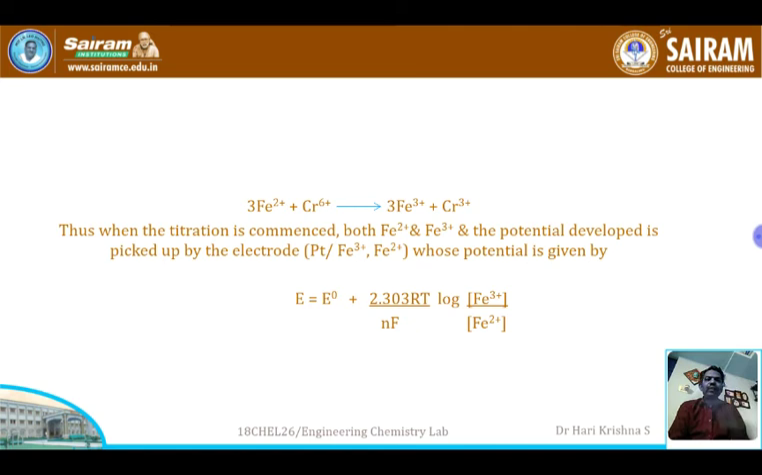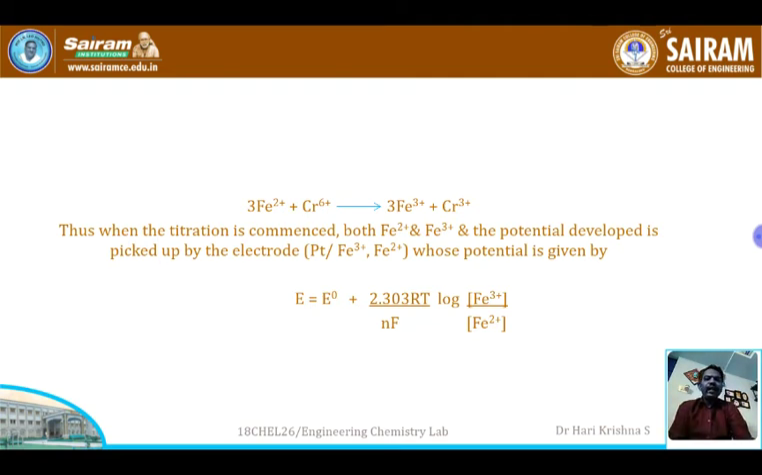Near the equivalence point, the concentration of Fe2+ tends to 0. When the concentration of Fe2+ tends to 0, what will happen? There will be a sudden jump in potential. It's obvious, simple mathematics: when the denominator decreases, the overall value will increase. As the denominator decreases, the overall fraction will increase. That is a similar concept here.